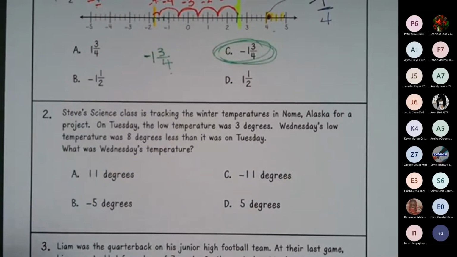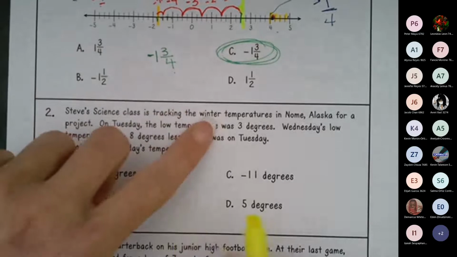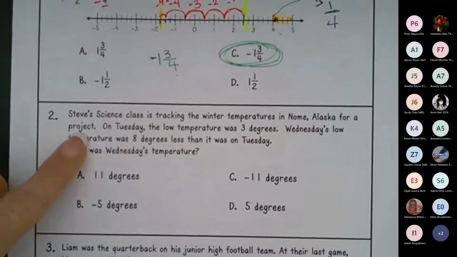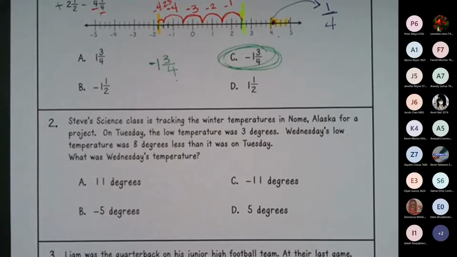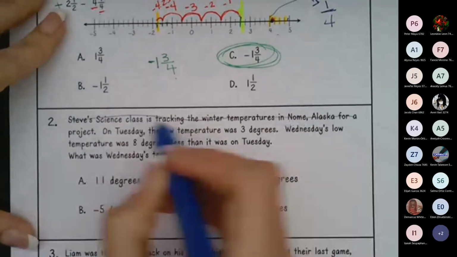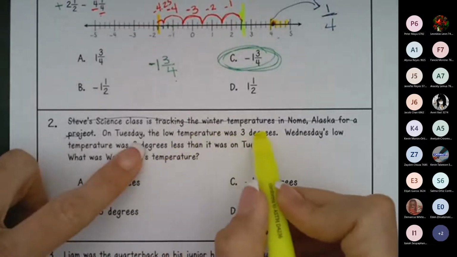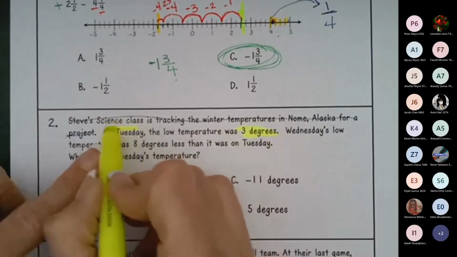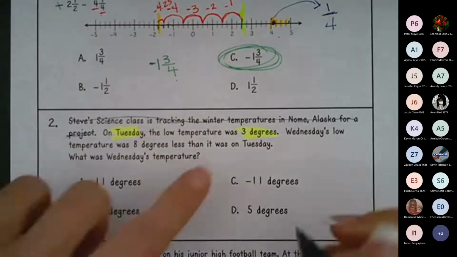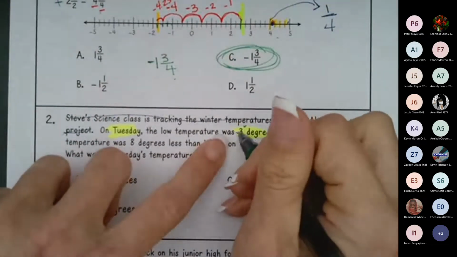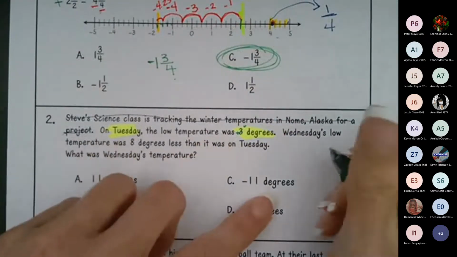All right, so number 2. Actually, a lot of people got this one right, and I feel like this one was a harder one. All right, so Steve's science class is tracking the winter temperature in Nome, Alaska for a project. None of that's important to us, right? There's no values in here. Okay, so on Tuesday, the low temperature was 3 degrees, meaning on Tuesday, the temperature was equal to positive 3 degrees, right? It's not negative 3 degrees.